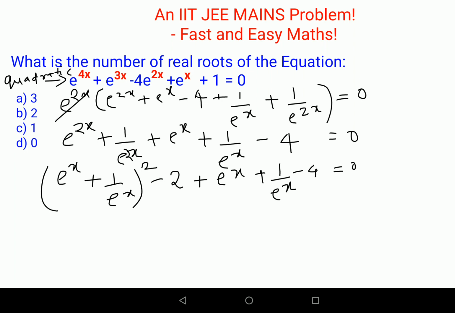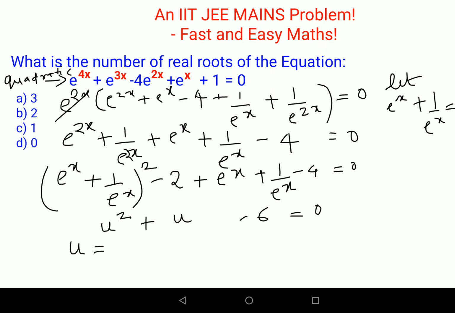Now let e raised to x plus 1 upon e raised to x equal u. This becomes u square minus 2 minus 4, which is minus 6, plus u equals 0. So you will get u equals minus 3 or u equals 2. But since we are trying to find the real roots, we will discard minus 3.